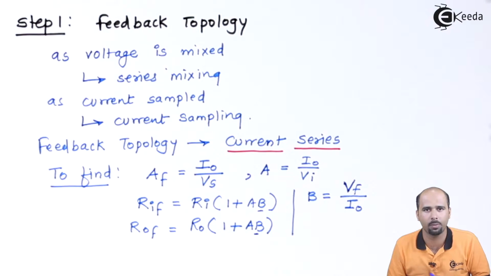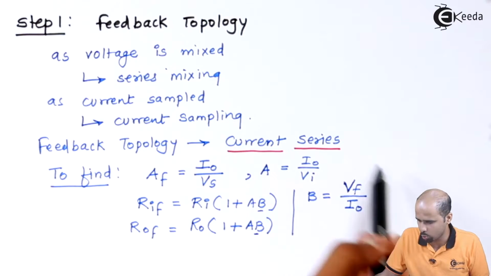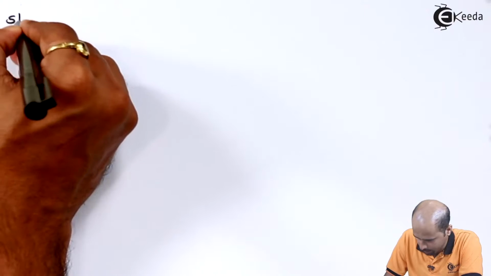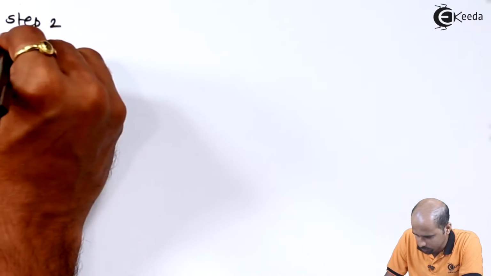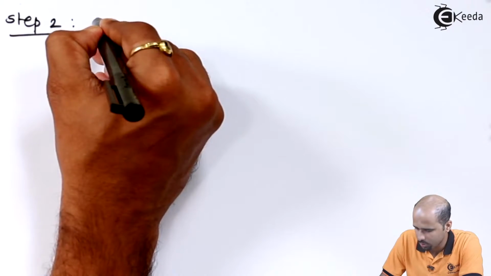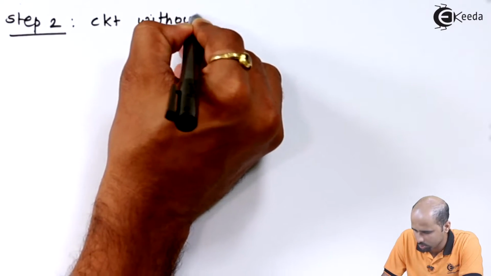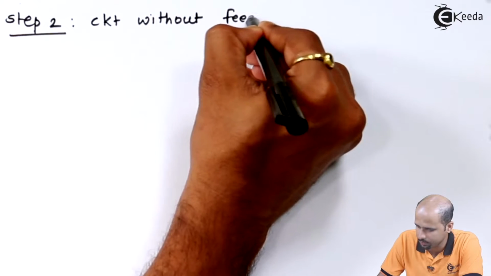Now we have got what exactly we have to find out. From here, step number 2, we will start your exact numerical, right? So this is what we have to find out. In step number 2, we have to draw a particular circuit for without feedback and a particular circuit to calculate the value of B as well. Okay, so step number 2, circuit without feedback.